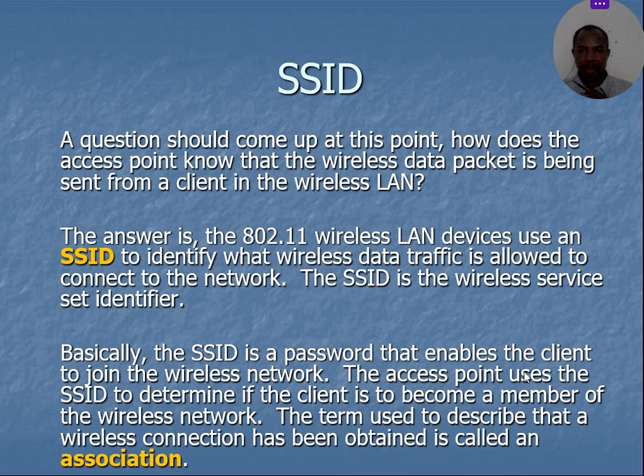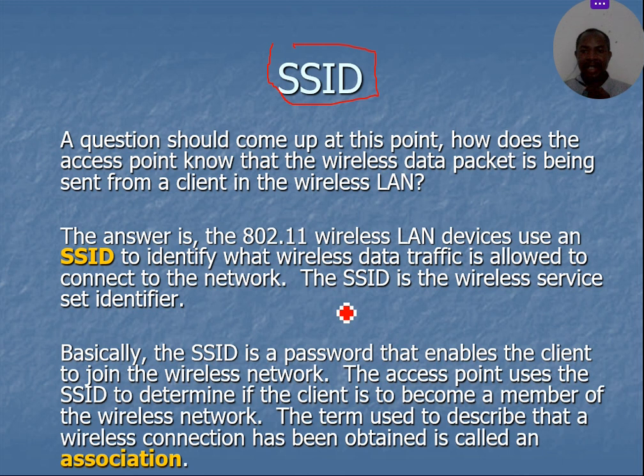Now, this is what happens. How it recognizes that the data is being sent from a particular client in the wireless LAN is simple. First of all, the 802.11 wireless LAN devices use what we call the SSID to identify what wireless data traffic is allowed to connect to the network. That's the first thing.